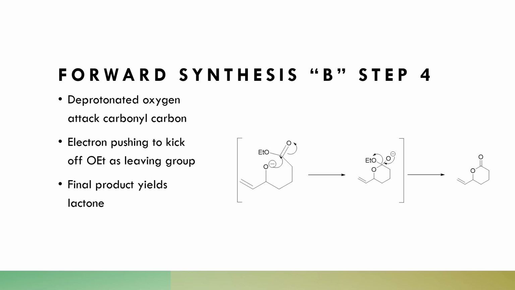Carrying over from the previous step, you can see how that oxide group is going to react with the carbon of the carbonyl of the ester. It is going to shift the electrons up to the oxygen, and then those electrons are going to come back down and kick off the ethoxide group. This will give us our final lactone product with the alkene still in place.